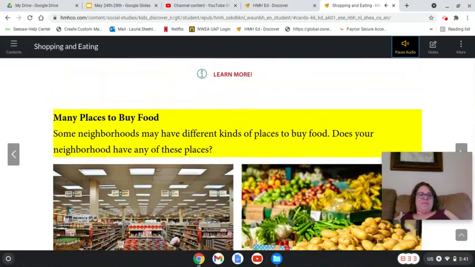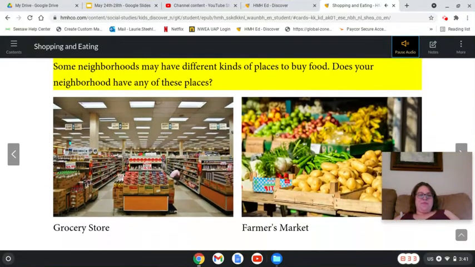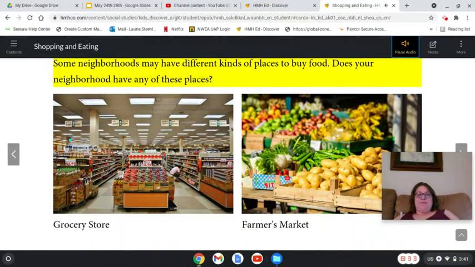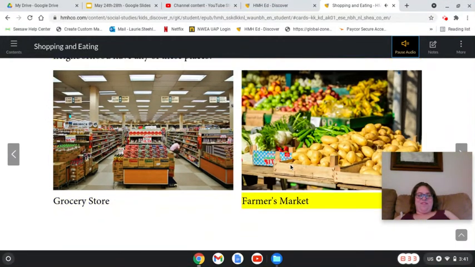Many places to buy food. Some neighborhoods may have different kinds of places to buy food. Does your neighborhood have any of these places? Grocery store, farmer's market.